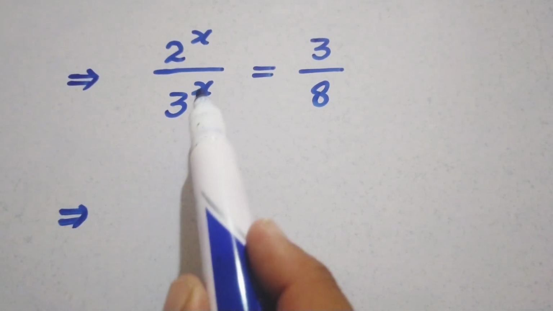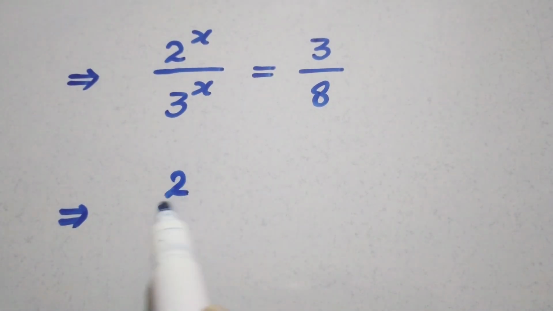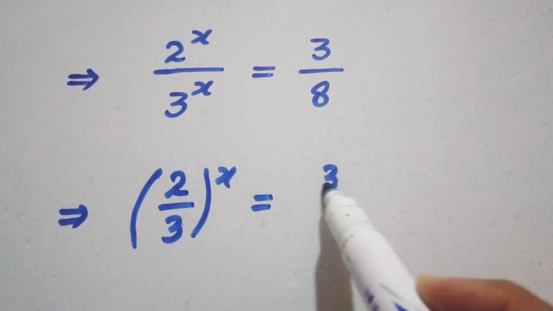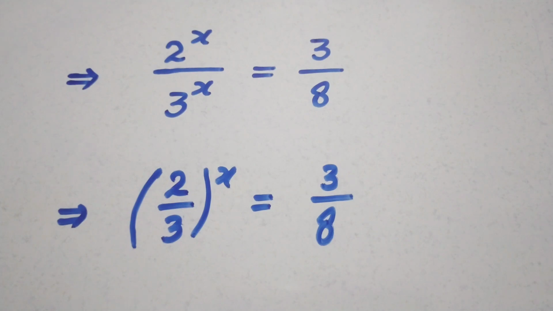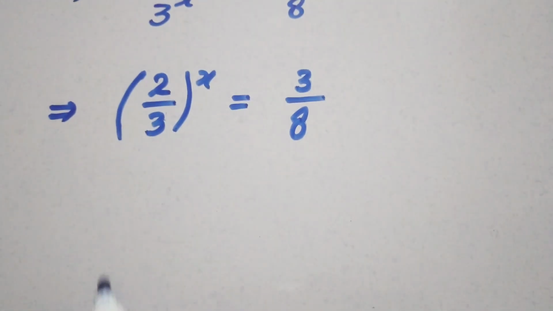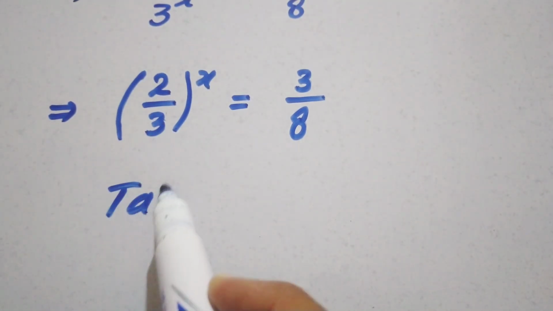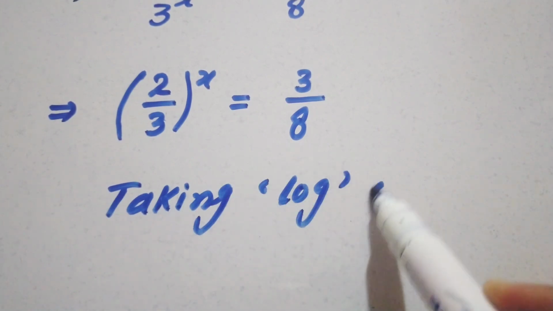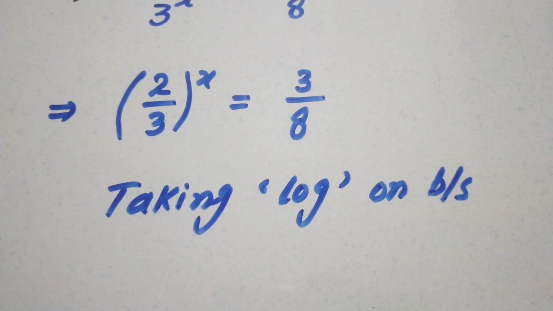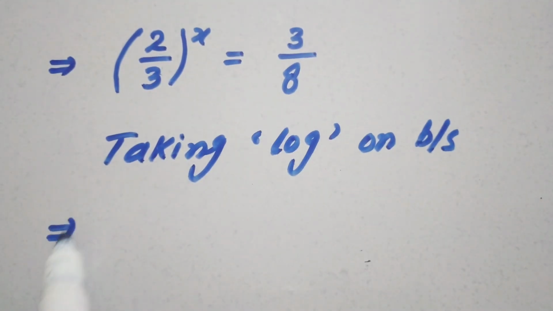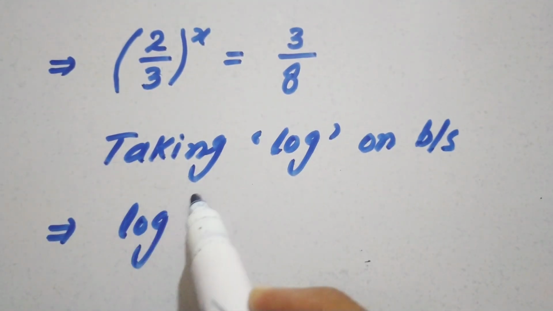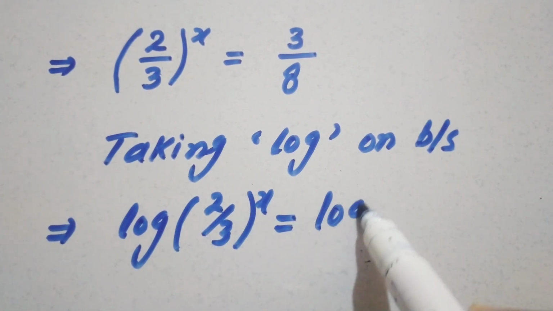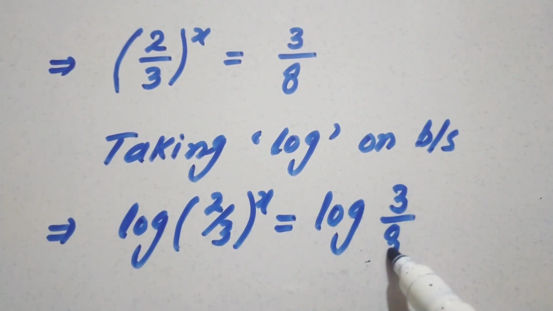Now we can write this exponent as a whole. 2 divided by 3 whole power x is equal to 3 divided by 8. As we are interested to find out the value of x, so now taking log on both sides. Here log of 2 divided by 3 whole power x is equal to log of 3 divided by 8.